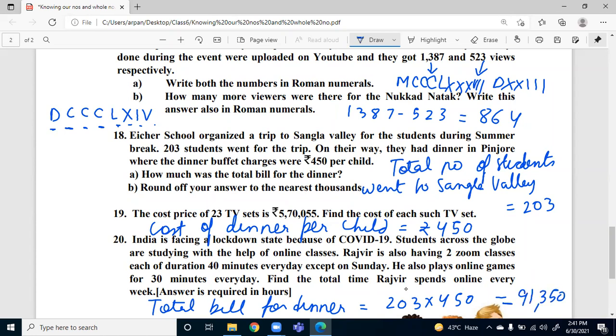Ma'am, can I tell the answer for the B part? Just hold on, Samar. So it is correct. Now you tell me the answer for the B part also. Ma'am, me? Samar. Yes, ma'am.